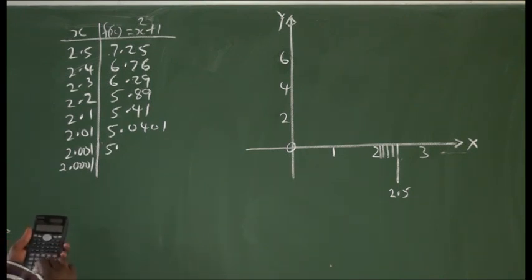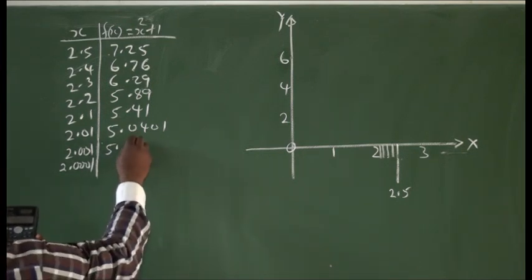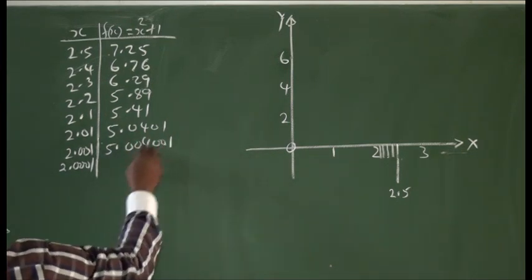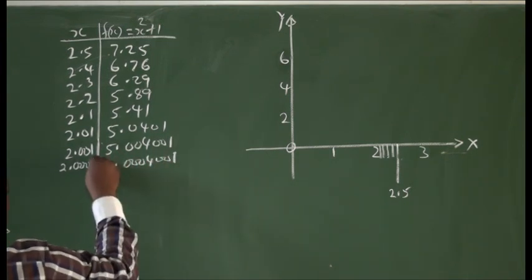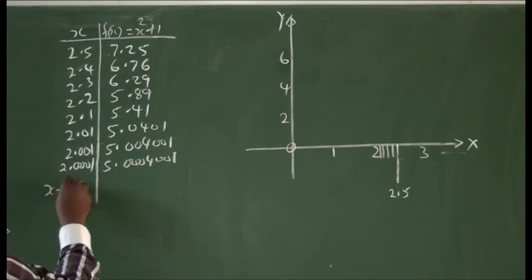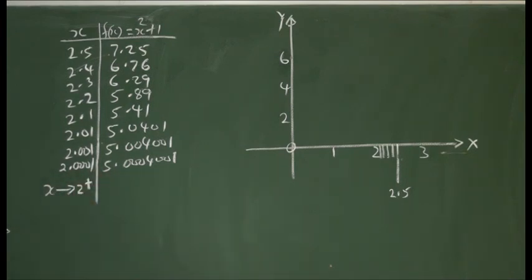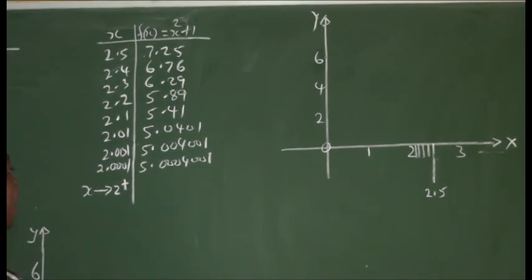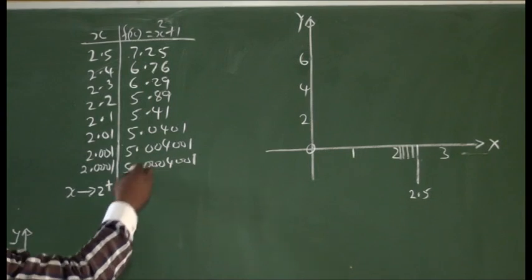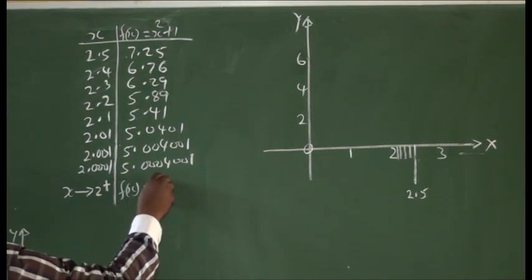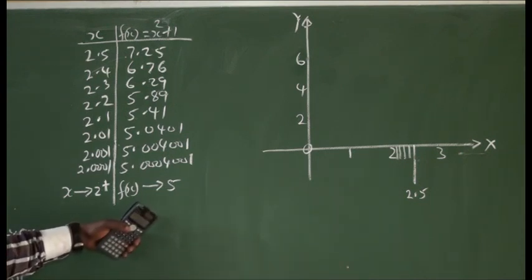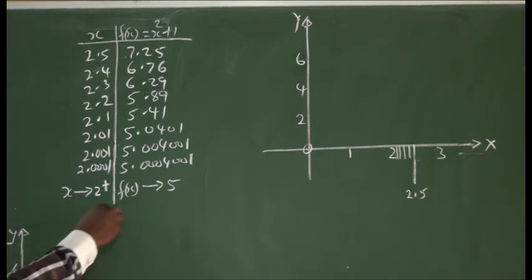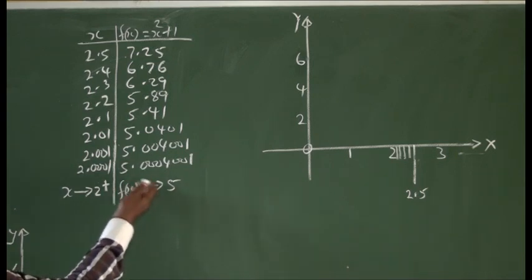Then this one is 2.001 square plus 1 gives us 5.004001. So this is 5.0004001. Now notice that. So here x approaches 2 from the plus side. We use plus here to show that it's coming from the right-hand side. And we can see that f of x approaches 5. That is what f of x does. It approaches 5.